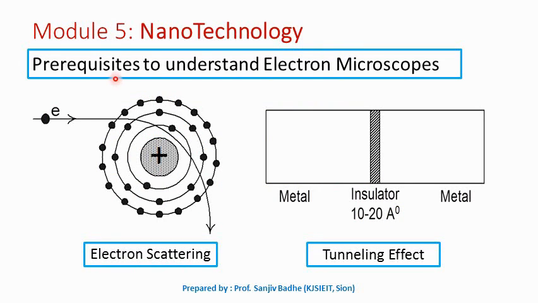First, let us discuss some of the prerequisites required to understand electron microscopes. We will be discussing phenomena like electron scattering, tunneling effect, electrostatic focusing and magnetostatic focusing. These phenomena will be used in different types of electron microscopes.